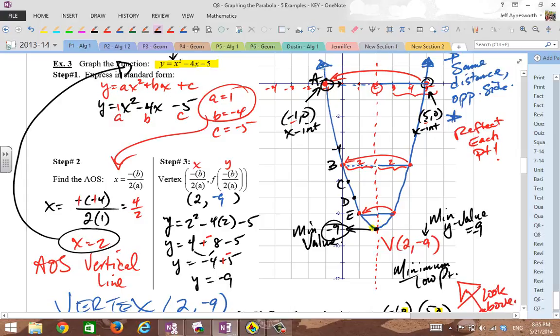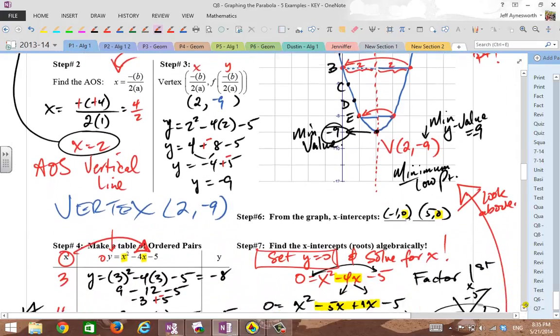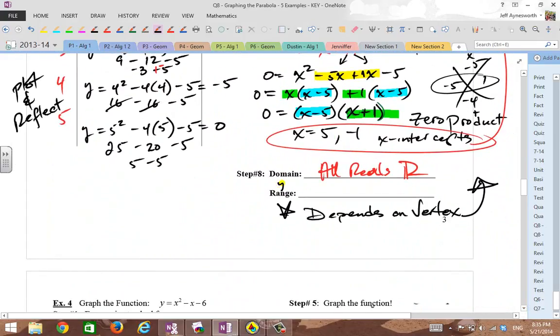So the y has to be greater than or equal to the minimum y value. And that's why when we talk about the range, which is the set of y values, all y values are greater than or equal to that minimum, which is -9. It depends on the vertex. So you guys got to remember that.